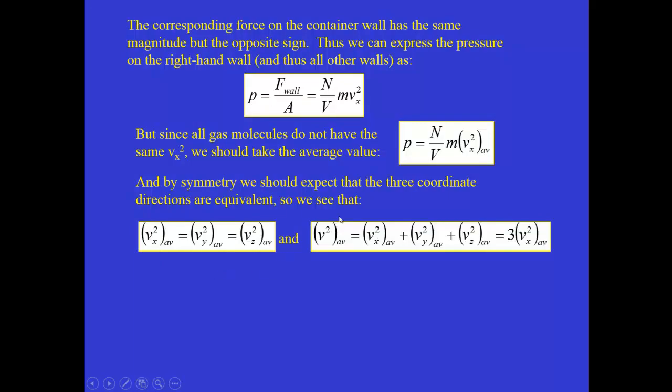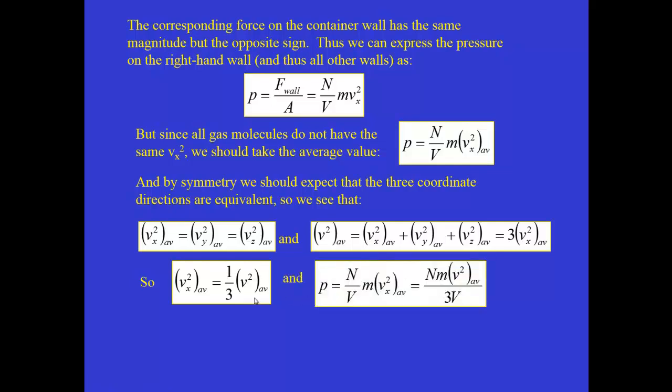And if that's true, then the overall average of the square of the speed, which is just the sum of these three terms, would simply be 3 times one of those terms, as long as all three of them are equal to each other. So what this allows me to do is solve for the average of v sub x squared and replace that in the equation above for the pressure. What does that give me? Well, the average of v sub x squared then becomes 1/3 of the average of the square of the speeds of the gas molecules, and then that allows me to write down the pressure now in terms of the average of the square of the speeds and not in terms of any one component.